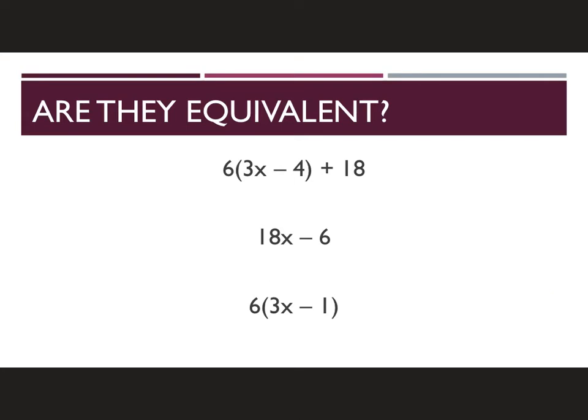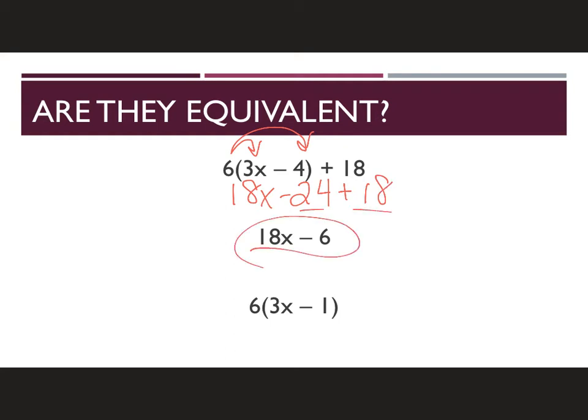So let's think about this top expression. How could I simplify this expression? Well, I could use my distributive property to distribute the 6 to both of these, which would give me 18x minus 24 plus 18. And then I could combine these two like terms. I end up here. So these two are definitely equivalent.